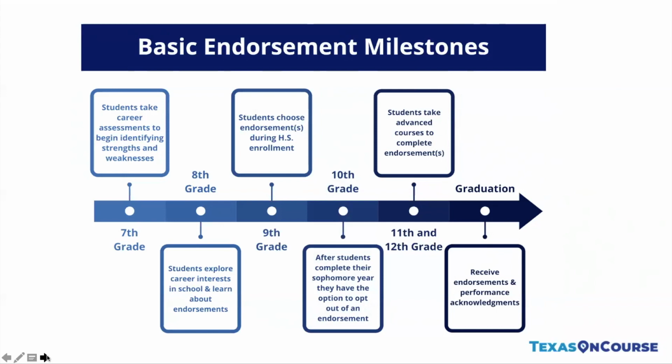And in 9th grade, we all know that it's most important because students are asked to select their endorsement upon entering 9th grade. After students complete their sophomore year, as you all know, they have the option to opt out of earning an endorsement. And in 11th and 12th grade, the students are focused on taking the necessary courses to complete that endorsement and graduate. This is a great infographic to share with students and families, so please visit our Career Clusters, Pathways, and Endorsement module located under Career Pathways content area in our academy and download it today.